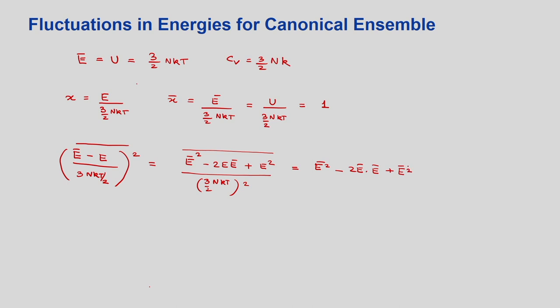So, these two are different. This is E square with a bar on top, and this is a bit different: E bar, then squared. So, these two are different. You take the E square value and then put a mean on it, and the other one is you take the mean and just square it. Okay, so these two are different. Then the denominator will be as it is.